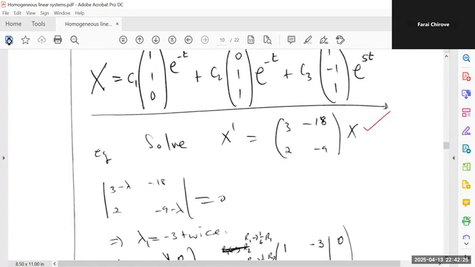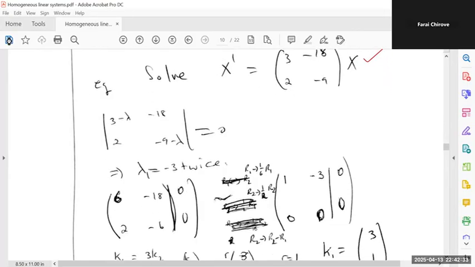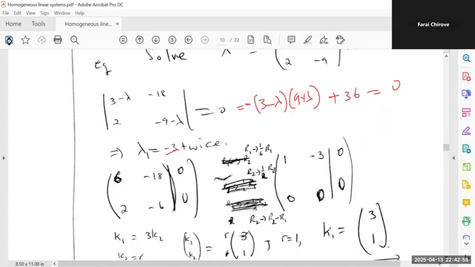Let's look at this guy here, the 2 by 2 matrix. Let's look for the eigenvalues. So you are going to have 3 minus lambda times 9 plus lambda with a minus outside there, and then plus 36 is equal to 0. So simplify this and show that lambda is equal to minus 3 is actually what?